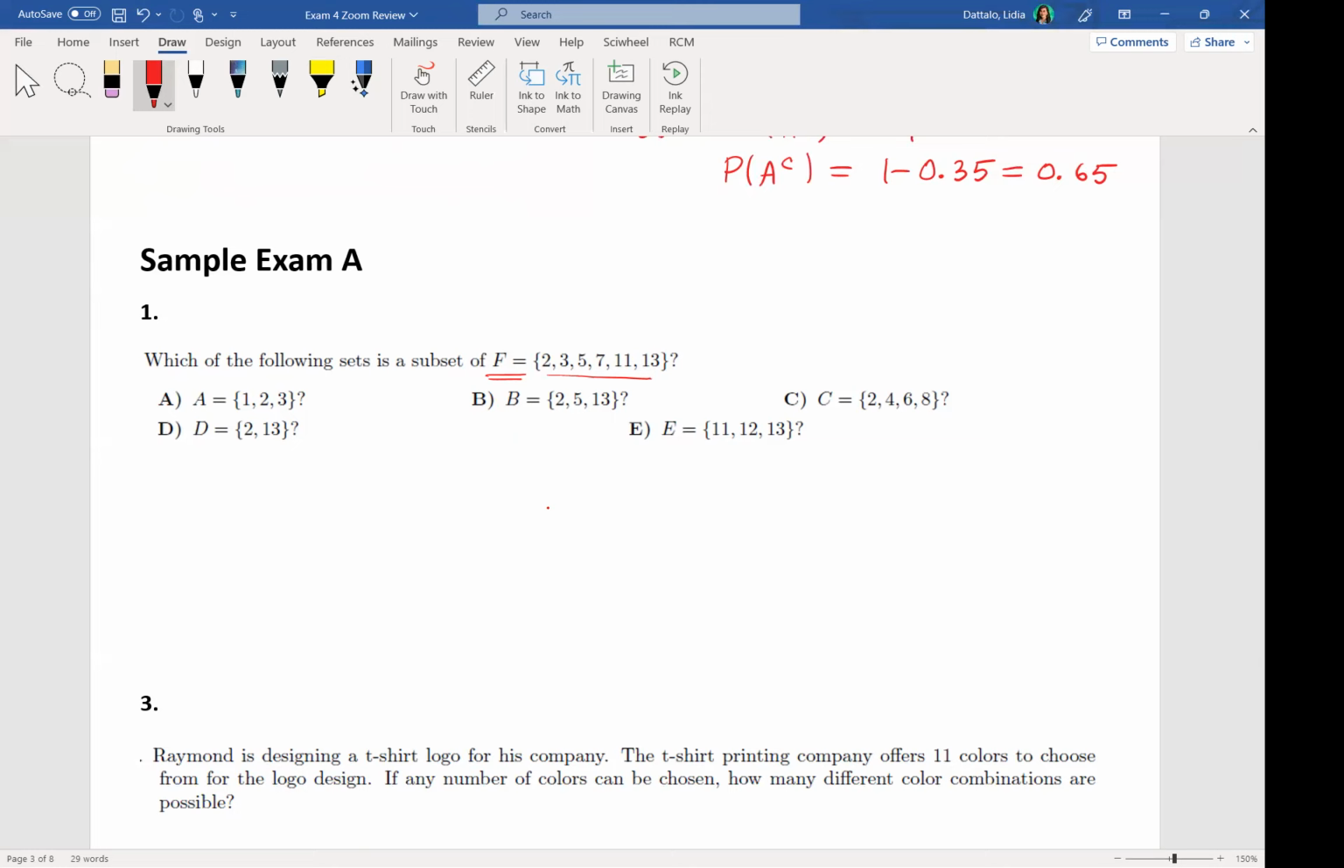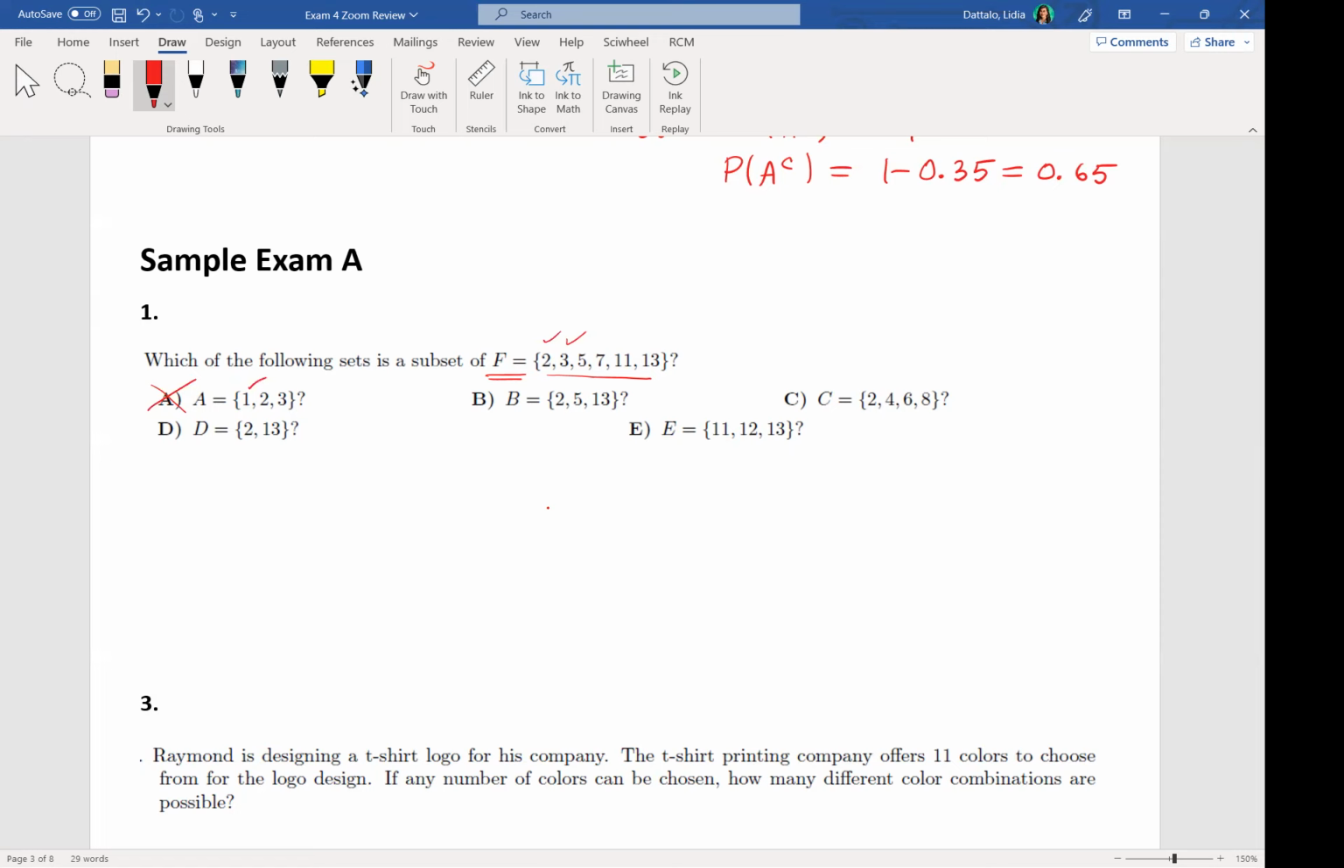Well, F does not have a 1. So we know that it can't be A right away. It has a 2 and a 3. F has a 2 and a 3, but it doesn't have a 1. So it cannot be a subset of F. The elements of the subsets all have to be in F.